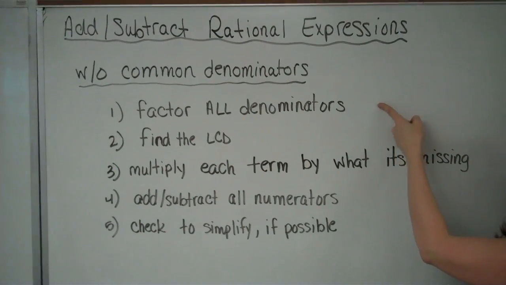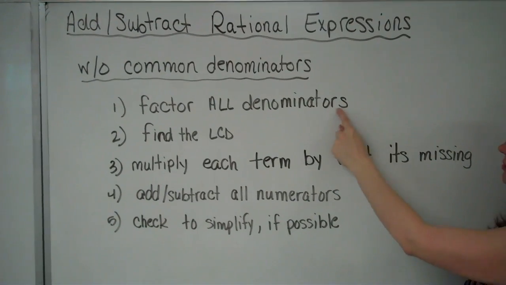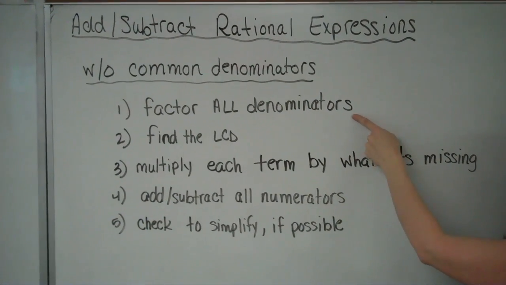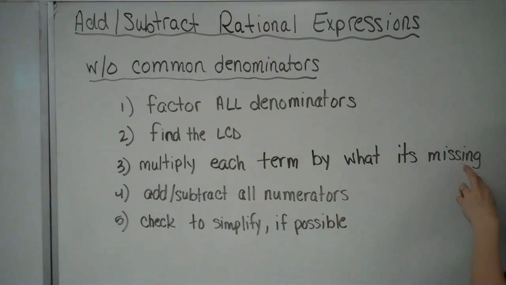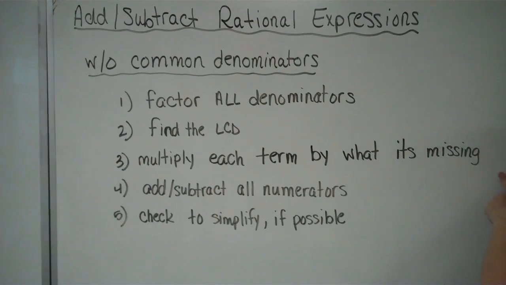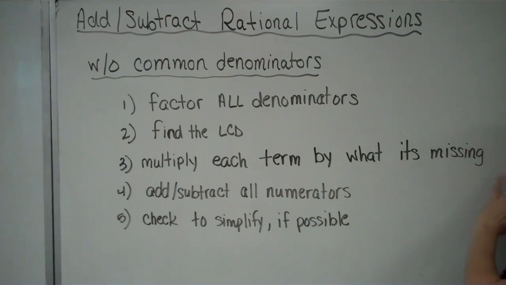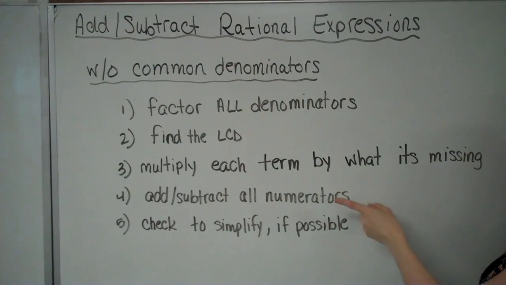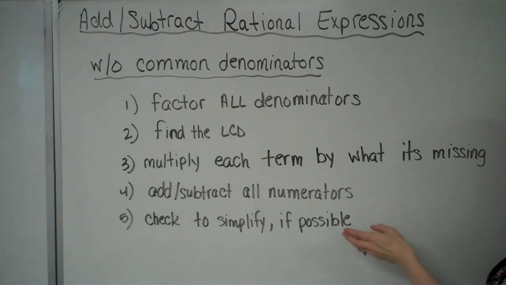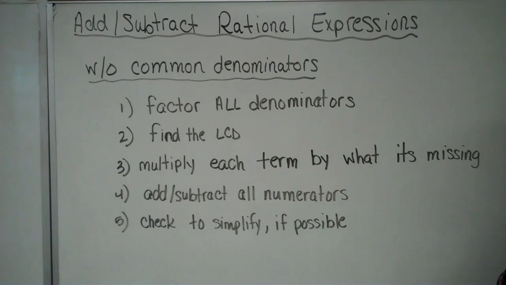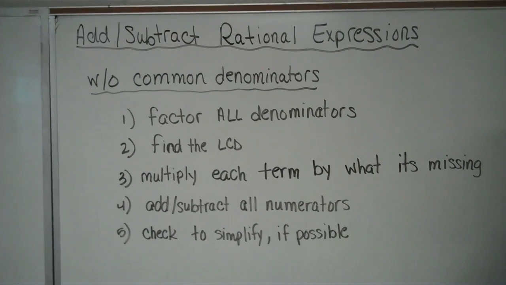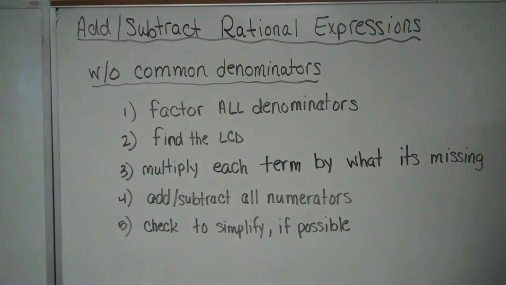You need to factor all denominators. Notice it says denominators. We don't care about the numerators. We're going to be working on finding the least common denominator because we need common denominators to add fractions. Then you're going to multiply each term by what's missing. Add and subtract all the numerators, and then at the very end you're going to check to see if you can simplify any further. Right now we're going to move on, so if you haven't written all that down yet, you're going to pause and copy that.